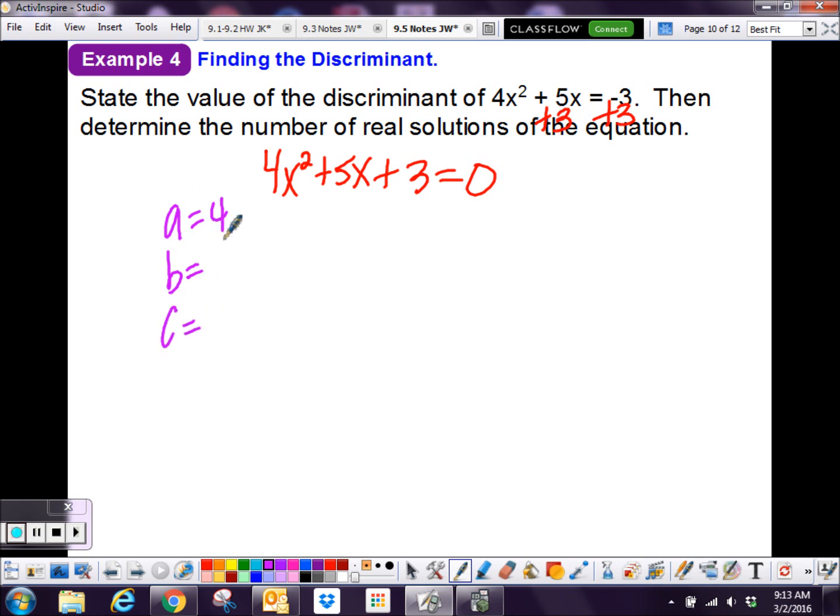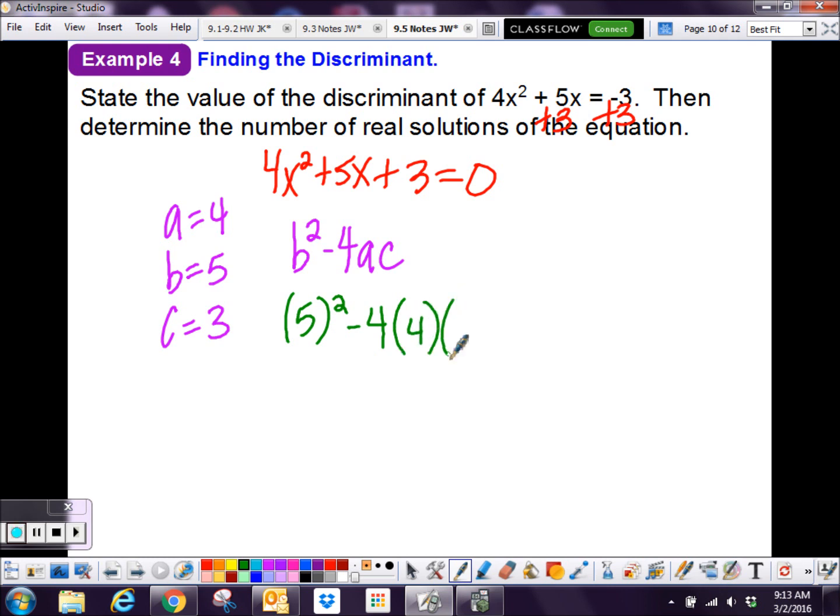So A is 4, B is 5, and C is 3. Now remember that the discriminant is b squared minus 4ac. Okay, so I'm going to plug all this in. So I've got b squared, so that's 5 squared, minus 4 times 4 times 3. Okay, and I'm just going to type that whole thing in my calculator.